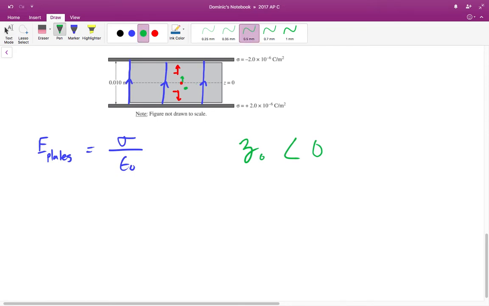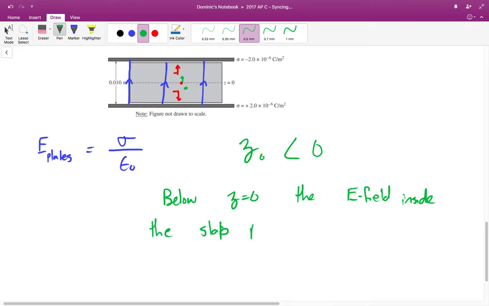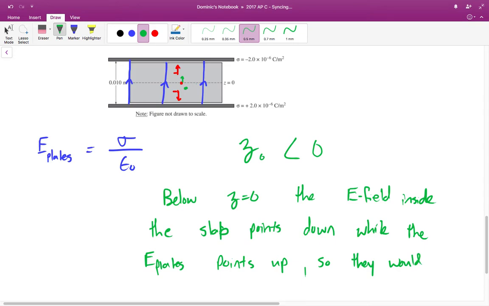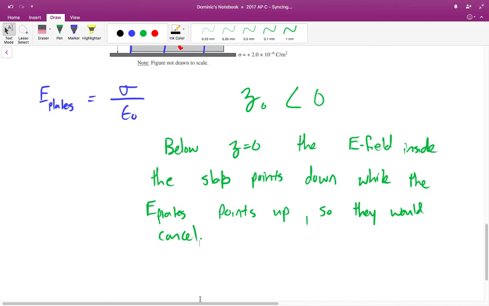so if we write a reason here, below z equals 0, the electric field, the E field inside the slab points down, while the electric field from the plates, so E plates, points up, so they would cancel. And I think if you draw a picture, that would also help the reader too, kind of like I did.